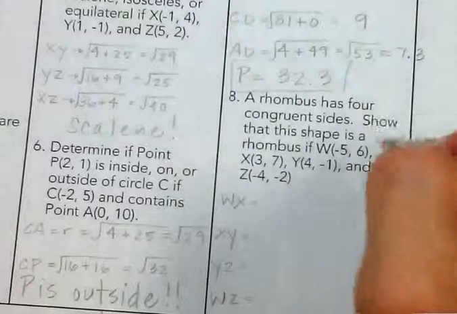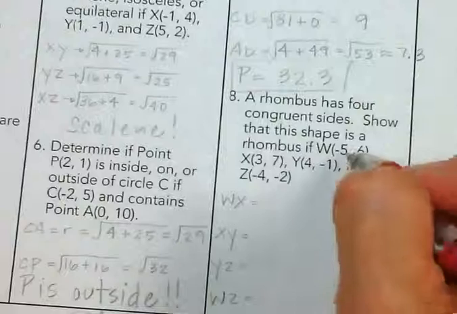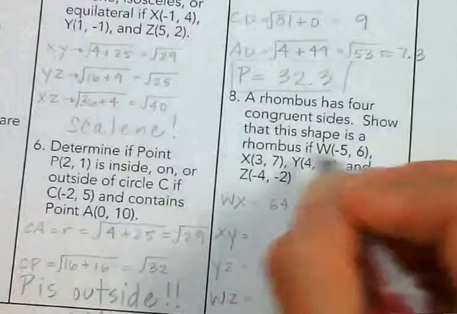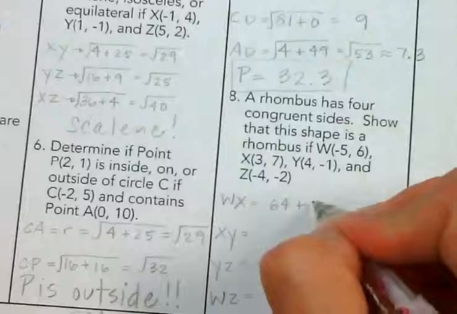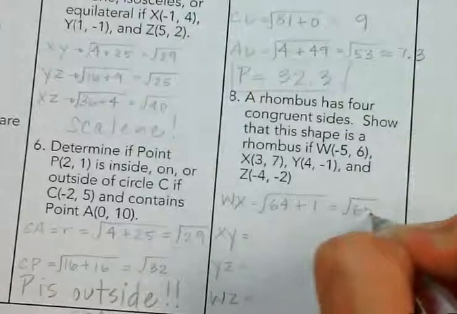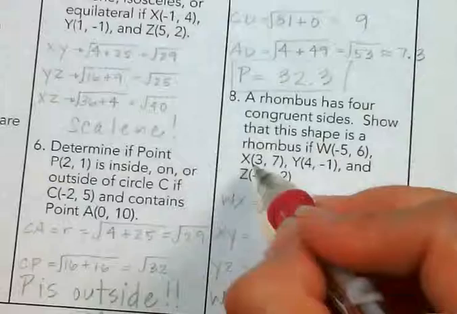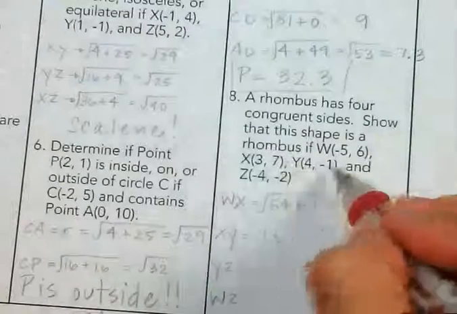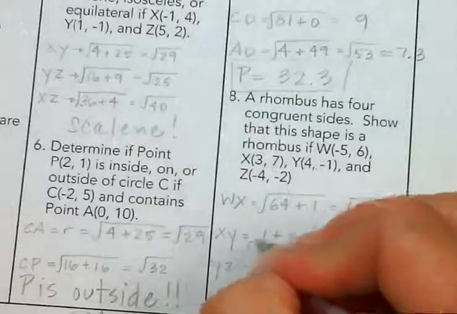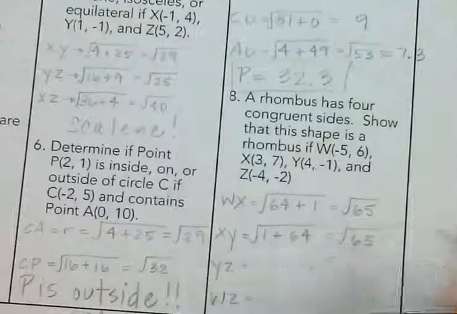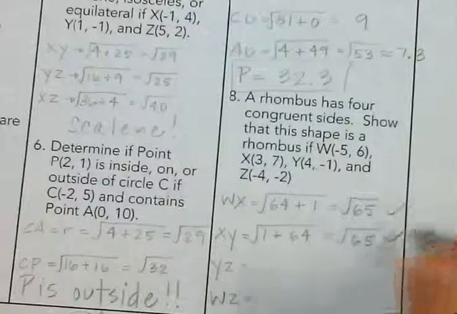All right, so WX. So from negative 5 to 3 is 8 squared is 64. From 6 to 7, that's 1 squared is 1. So this is the square root of 65. XY, from 3 to 4 is 1, squared is 1. From 7 to negative 1 is 8. Square that, you get 64. So those two sides are equal, so far so good.